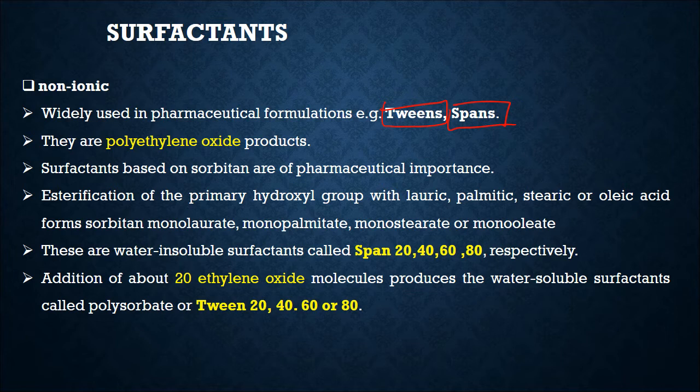Surfactants based on sorbitan are of pharmaceutical importance. Esterification of the primary hydroxyl group with lauric, palmitic, stearic, and oleic acid forms sorbitan monolaurate, monopalmitate, monostearate, or monooleate. These are water-insoluble surfactants called Span. The addition of 20 ethylene oxide molecules produces the water-soluble surfactants, which you call polysorbate or Tween.